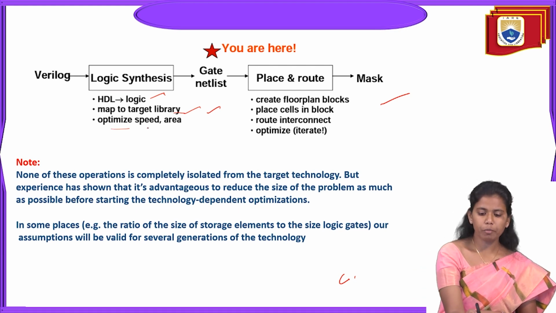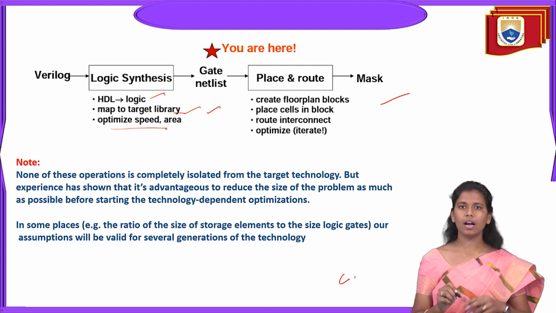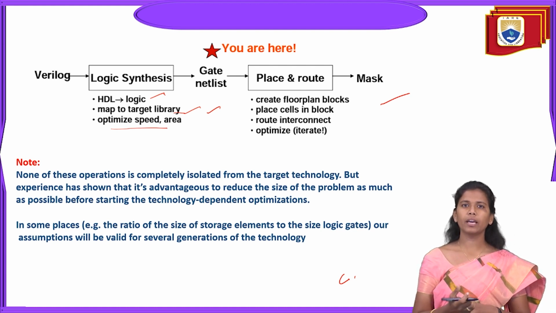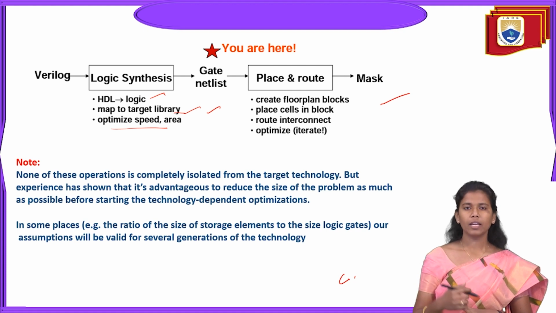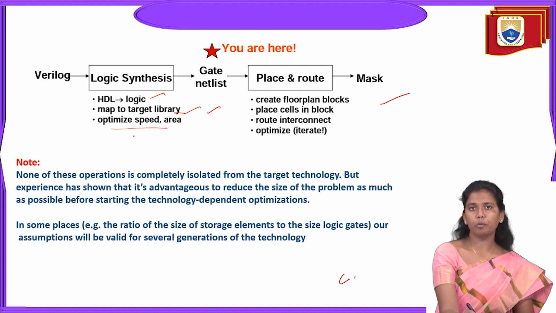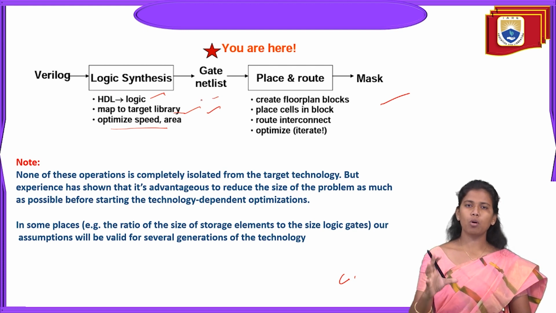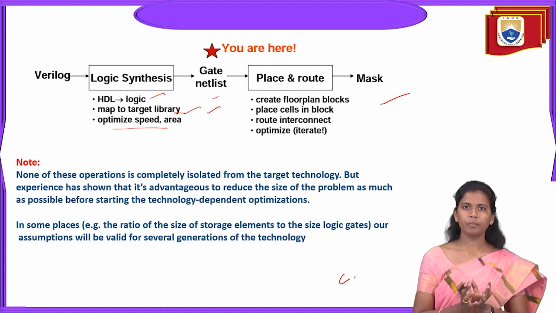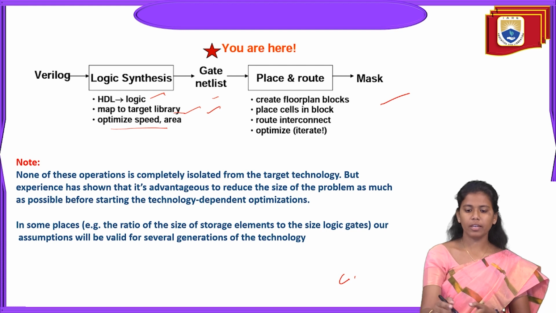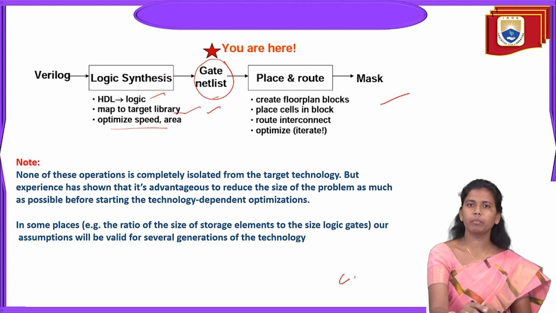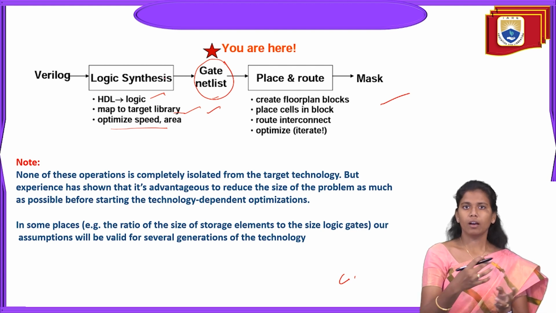And then optimize speed and area. Speed and area are two different constraints which play a crucial role in all the design of the basic building blocks, so we need to optimize the speed and area constraints as well. After this, the gate netlist. In order to model a particular circuit, the circuit will be drawn with respect to gates. The gates present in the library can be taken directly from the gate primitives, right?